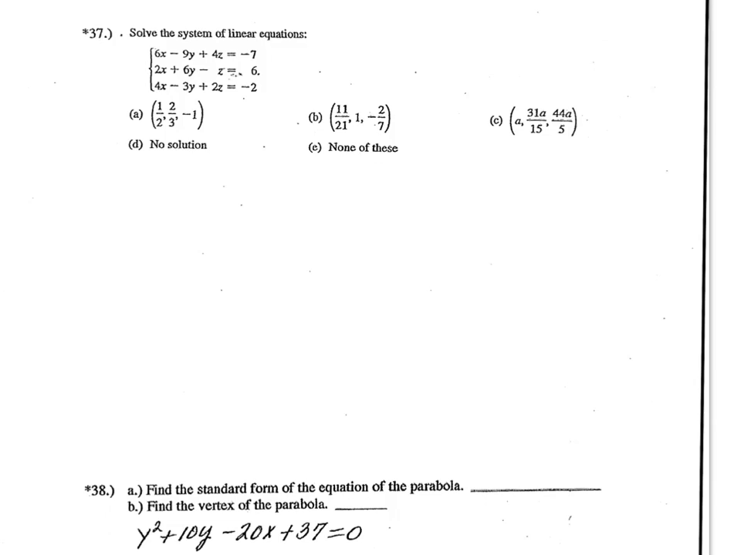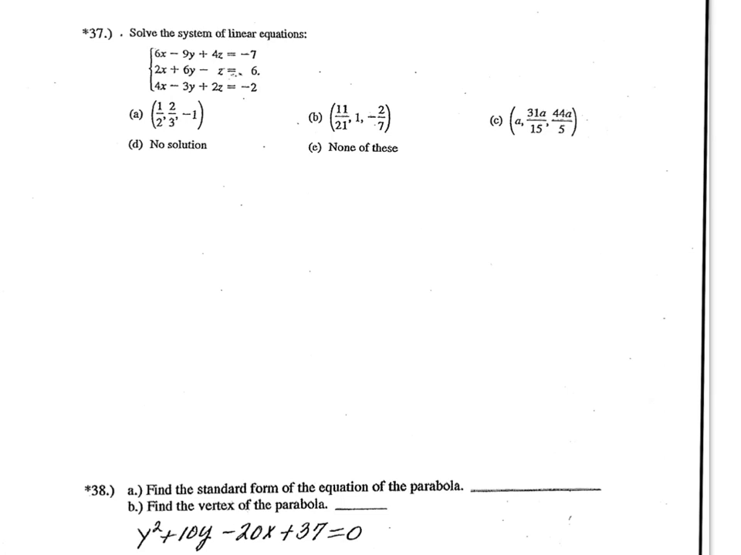For number 37, we have a system of 3 equations and 3 variables that we need to solve for. So if we look at the equations and all the variables, since we have a z that does not have a coefficient in front of it, z may be the easiest variable to solve for. So what we want to do is eliminate z twice and then use the two variable equations to do elimination again.